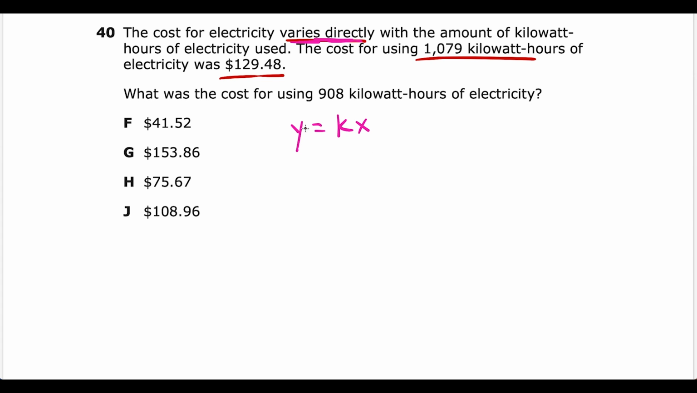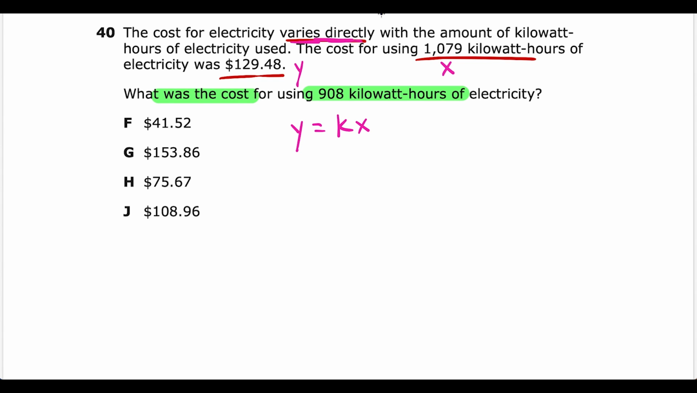We use this formula. If it was inverse variation, then you use x times y equals k, but this is direct variation, so we're going to use y equals kx. So now what we have here is we could assign variables and say, let's say I call this piece x and I call this piece y. So now I'm designating x as the number of kilowatt hours and y is the cost. And now I'm going to use this initial information to solve for k, and then that's going to help us answer the rest of the question, which is what is the cost for using 908 kilowatt hours of electricity?